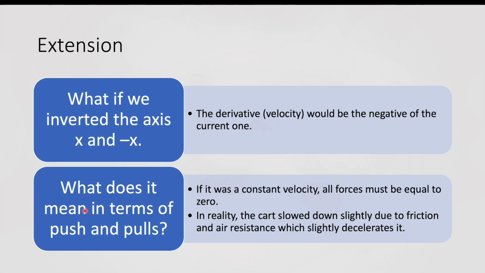Now, what does it mean in terms of pushes and pulls and forces? Well, if it has a constant velocity, then all forces must be equal to zero, or at least cancel themselves out. But in reality, in the real experiment, the cart slightly slowed down due to friction and air resistance, which slightly decelerated the cart.